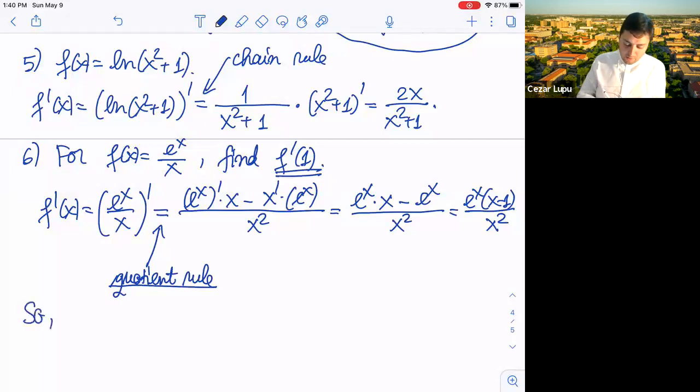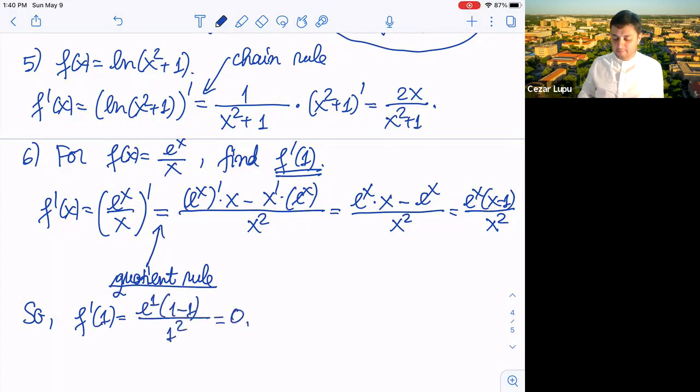So for f prime of 1, we're just going to plug in 1 for x. So this would give us e to the power 1 times 1 minus 1 over 1 squared. In any case, this would be 0. And that's it, right?